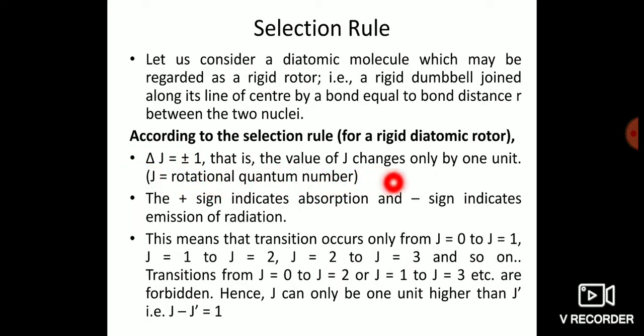That is, the value of J, the rotational quantum number, changes only by 1 unit, right? So plus or minus 1 means the plus sign indicates absorption and the minus sign indicates emission of radiation.